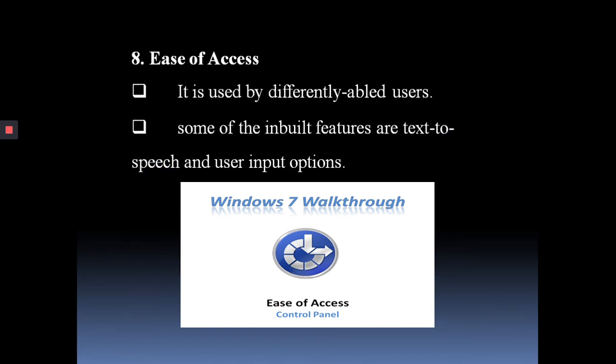It is used by differently abled users. Okay, this ease of access is used by differently abled users. Some of the inbuilt features are text to speech and user input options. Okay, we have to give the input by keyboard and mouse only. In this ease of access category, one inbuilt feature is text to speech. It means the voice recognition input, where the input will be given by voice.